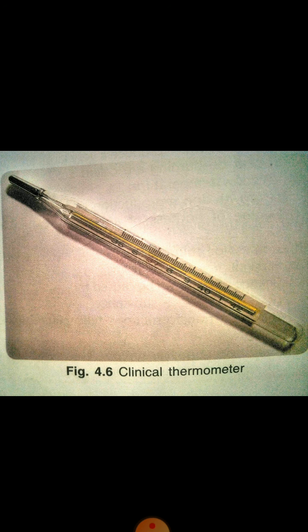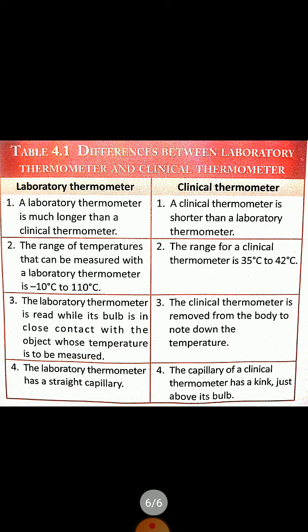Now we see what the main differences are between the laboratory thermometer and the clinical thermometer. Firstly, the laboratory thermometer is quite longer than the clinical thermometer, right? Secondly, the range of temperature is from minus 10 degrees Celsius to 110 degrees Celsius. On the other hand, in the clinical thermometer, the range is 35 degrees Celsius to 42 degrees Celsius.